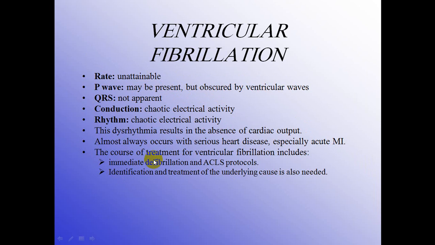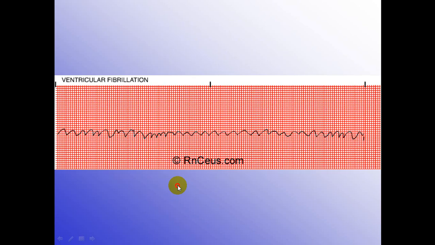The course of treatment for ventricular fibrillation is immediate defibrillation according to the ACLS protocols. Anyhow, immediate defibrillation, then identification and treatment of the underlying cause. If it recurs after cardioversion, start a xylocaine drip, and check the underlying cause: check for hypoxia and electrolyte disturbances, especially hypokalemia.